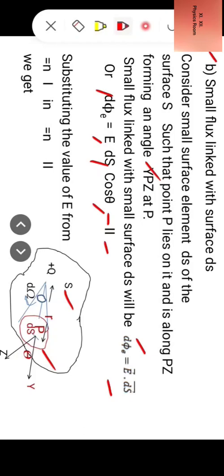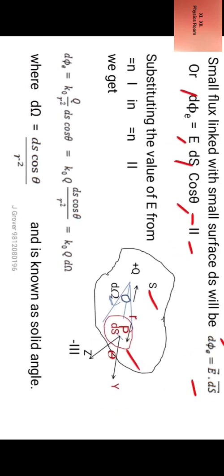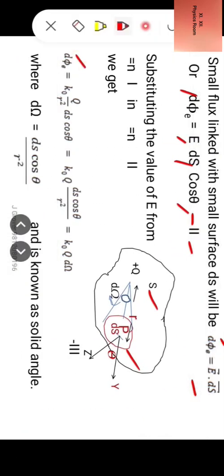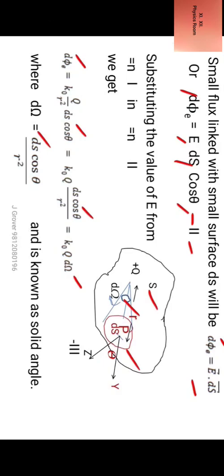Now substituting the value of E from equation 1 in equation 2, we get d phi E is equal to K0 Q by r square into dS cos theta, or it is equal to K0 Q dS cos theta by r square, or it is equal to K0 Q into d omega, where d omega is equal to dS cos theta by r square and is known as solid angle. You look into the diagram.